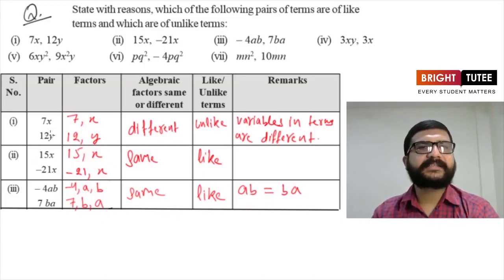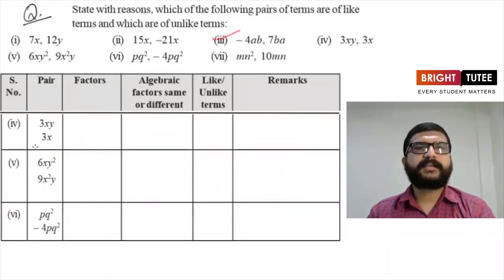So here we have discussed the first three pairs. We have discussed till here. Now we are having 1, 2, 3 and 4, four more pairs. Now let's discuss them. Now here are 3 more parts of this question.